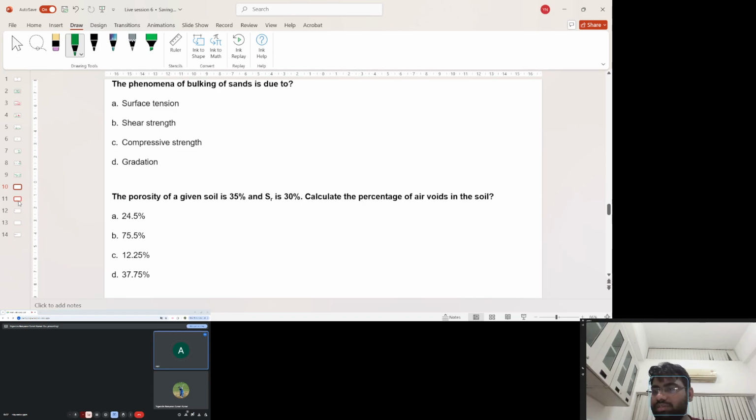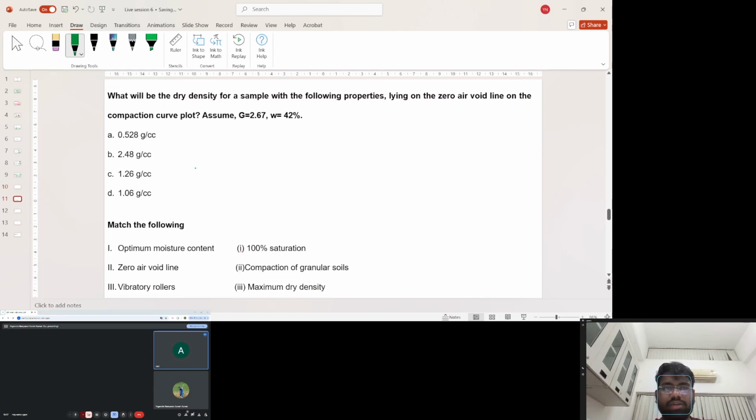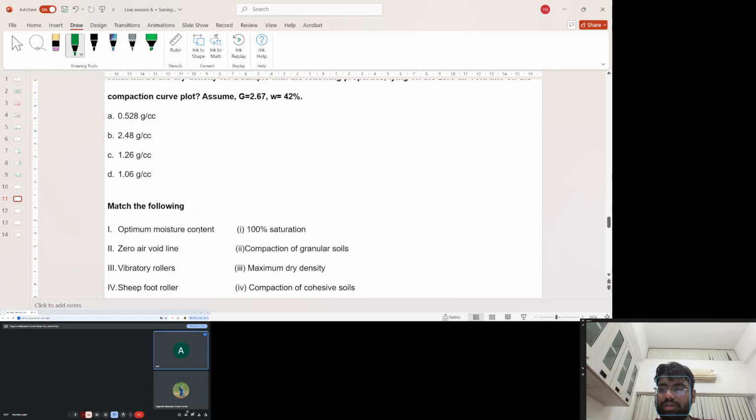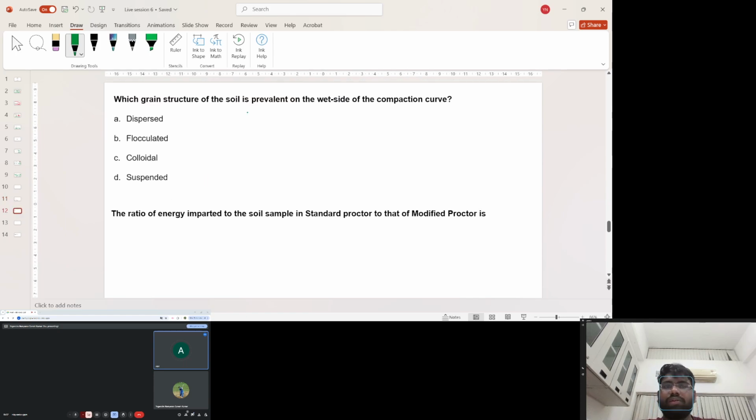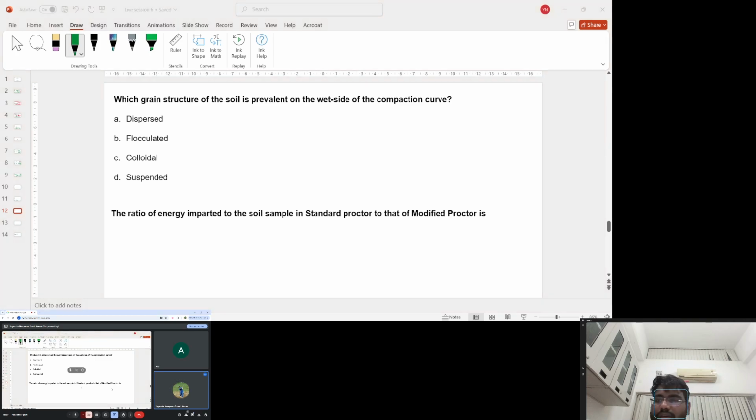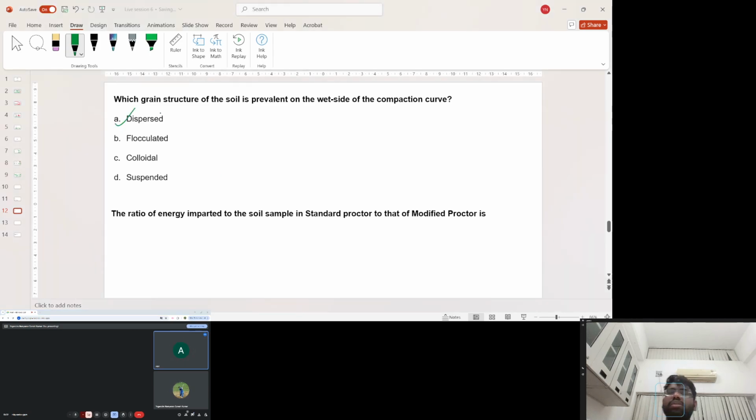These are fairly small questions, so there are some questions which we can do. Which grain structure of soil is prevalent on the wet side of compaction curve? Dispersed. So these are direct from the lecture. If you have gone through the lecture, mostly it is covered in the lecture also, I think.